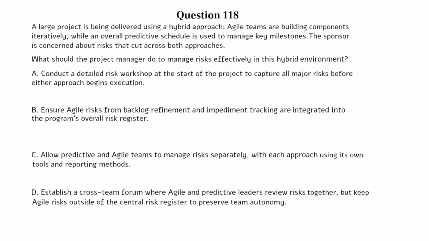C. Allow predictive and agile teams to manage risks separately, with each approach using its own tools and reporting methods. D. Establish a cross-team forum where agile and predictive leaders review risks together, but keep agile risks outside of the central risk register to preserve team autonomy. You can pause the video here if you need more time to work on the question.